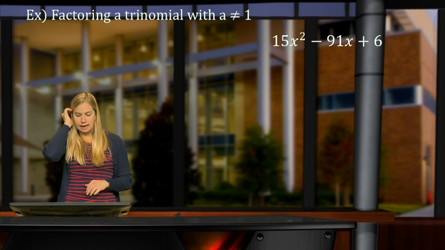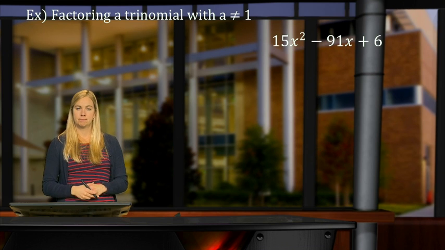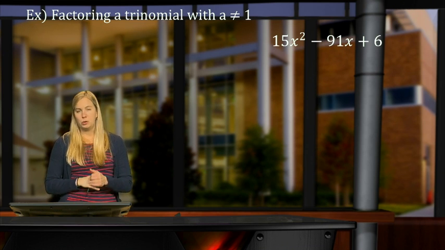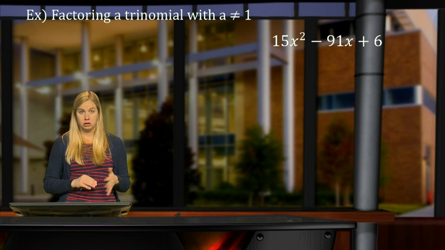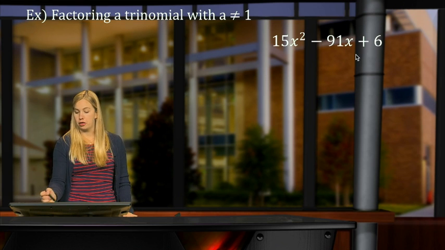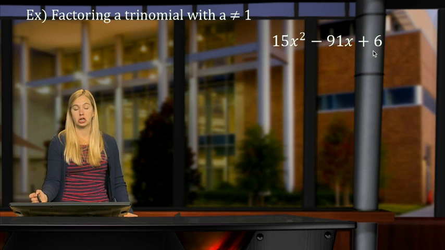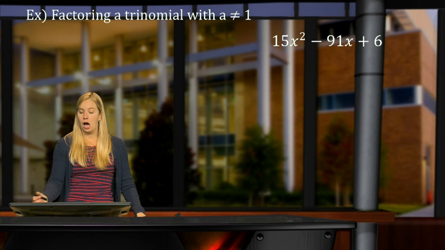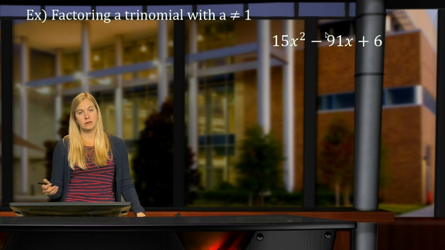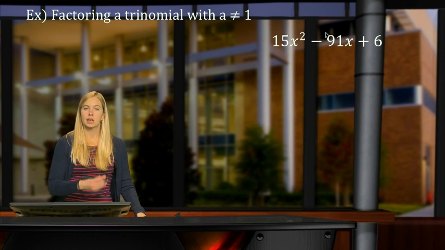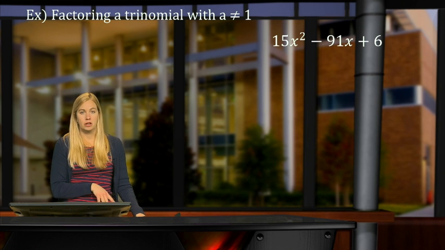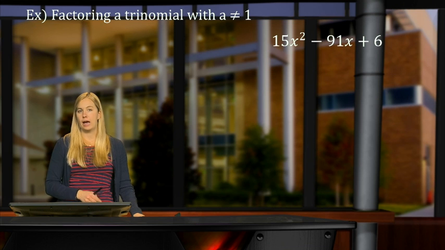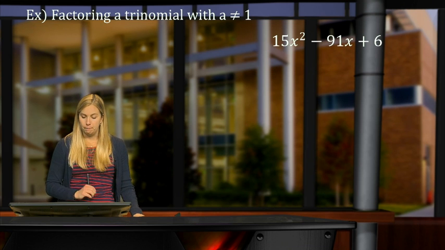15x squared minus 91x plus 6. When we look at this, we might be thinking GCF here. Look at your first and third terms. 15 and 6, we know both have a factor of 3. So let's check negative 91. Is negative 91 divisible by 3? When you get your calculator out and you enter that in, you'll find that no, it is not divisible by 3. So there is no GCF for this trinomial.